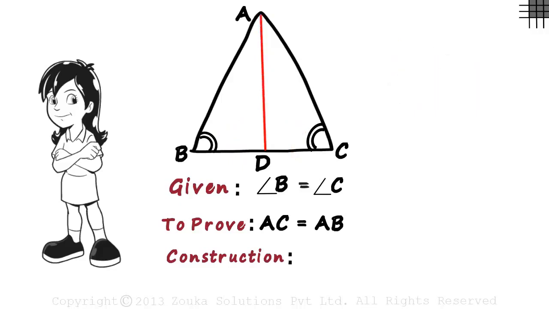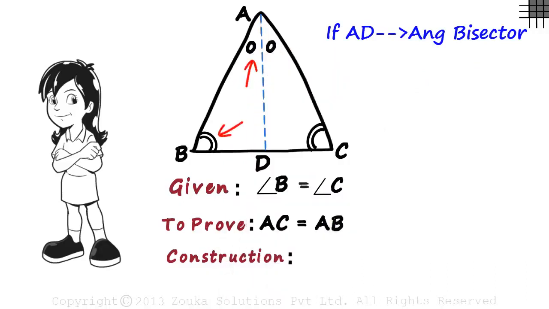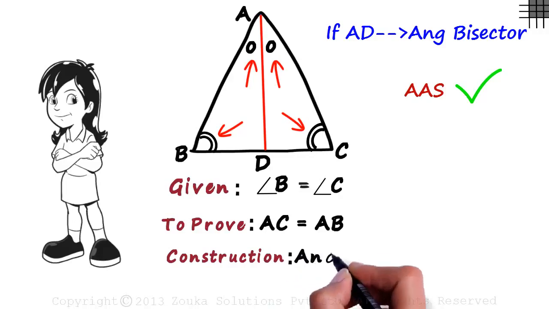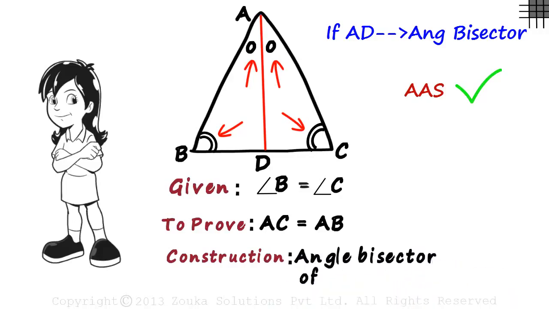Say AD is the angle bisector of angle A, which will make these two angles equal. In this case, we have two angles of triangle ABD equal to two corresponding angles of triangle ACD, and a side AD which is common to both triangles. It will be a case of AAS, which is surely a suitable condition for congruency. So we have basically drawn the angle bisector of angle A.